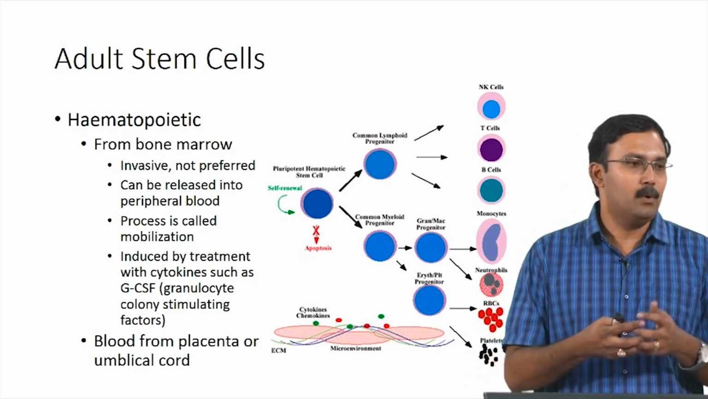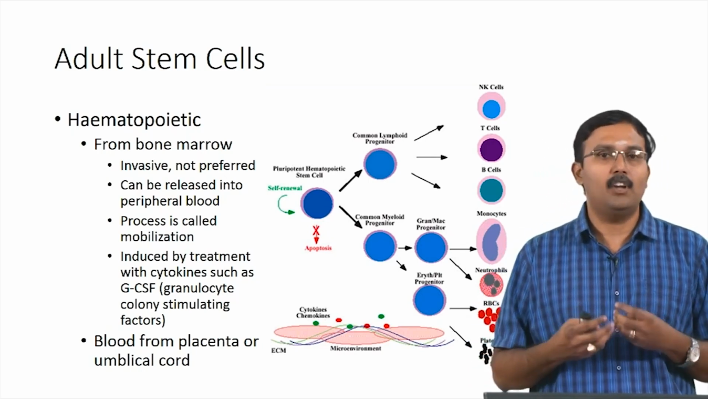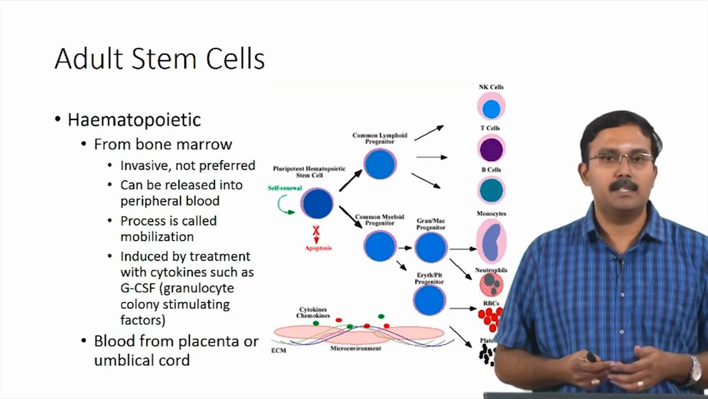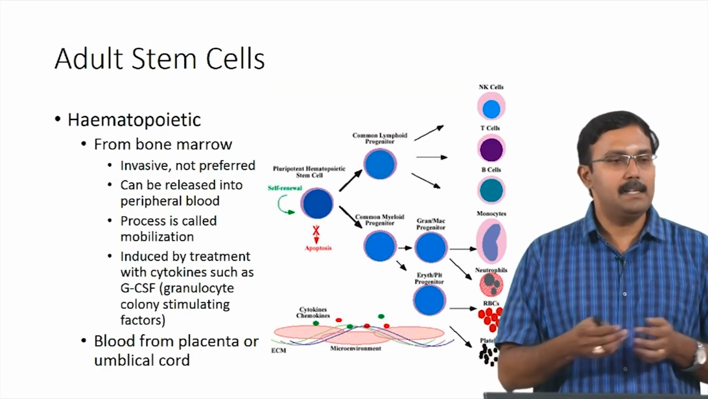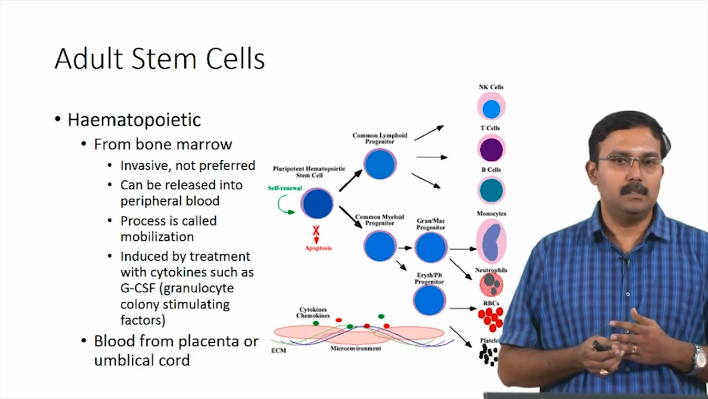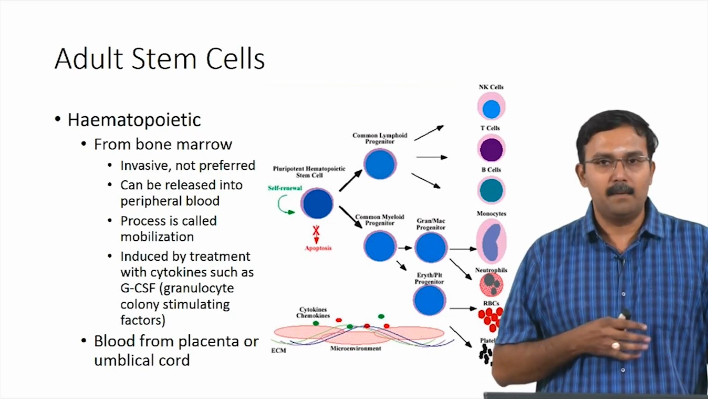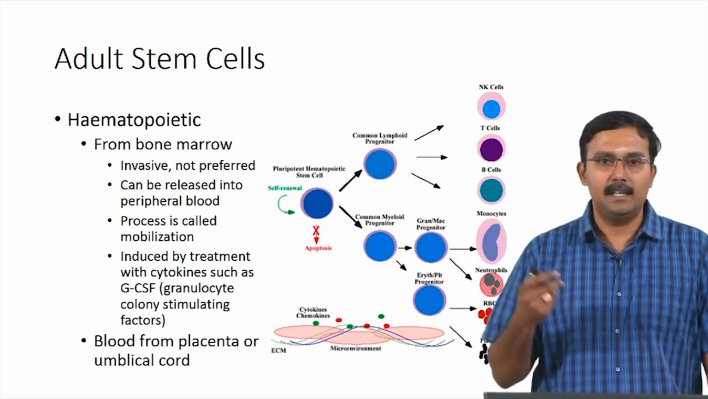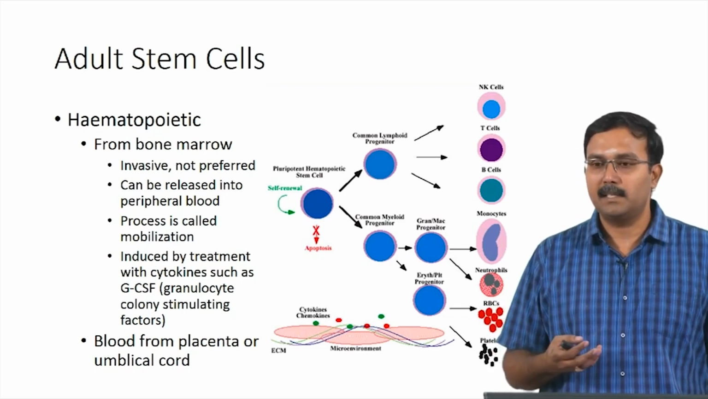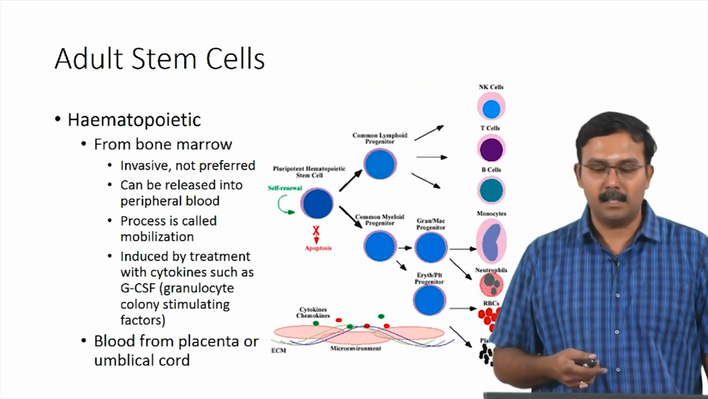The way you harvest them is an invasive procedure. Obviously, you have to drill into the bone marrow to get it. So, it is not a very preferred mechanism for harvesting, but that is the only way you can harvest hematopoietic stem cells. They can also be released into peripheral blood by a process called mobilization. This mobilization can be induced by treatment with cytokines, and thereby you can get them into the peripheral blood and then draw them. Blood from the placenta or umbilical cord would also have hematopoietic stem cells. These are much easier sources from which to harvest these stem cells.